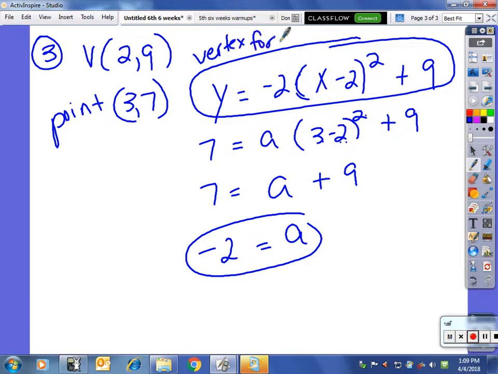Now, I'm also going to make you give me the standard form. Just like we did on the warm-up. So, take that and convert it to standard form. Do X minus 2 times X minus 2. Then multiply that by negative 2. Then add 9. That's how we just did it.